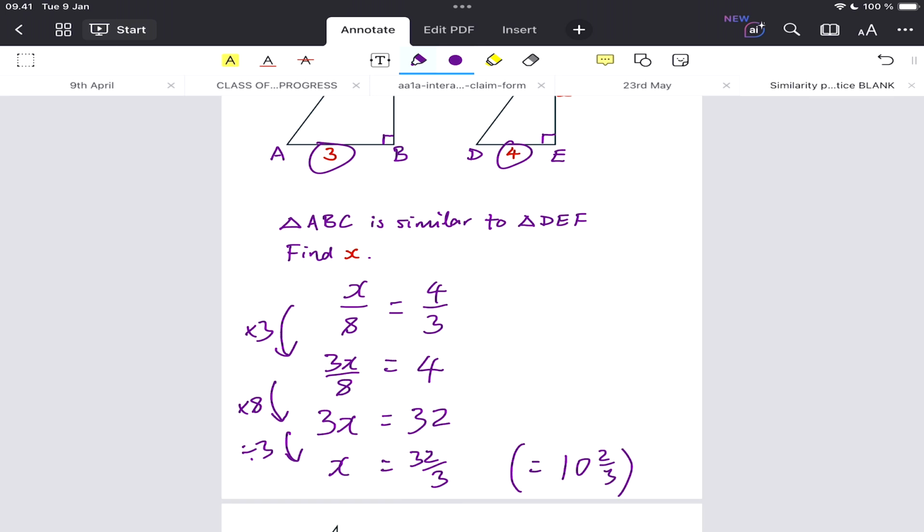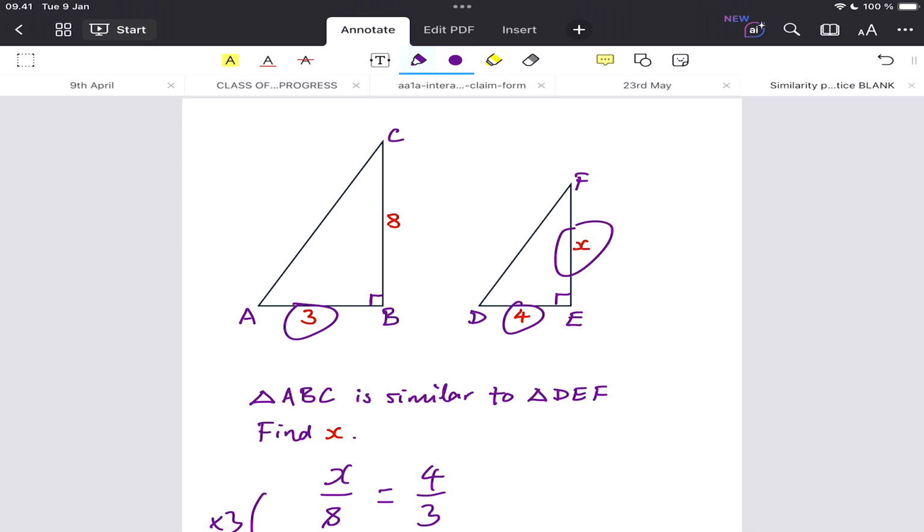So as it happens, I got that by starting with x over 8 equals 4 over 3. But I could equally have started with x over 4 equals 8 over 3, and I would have got to the same answer in the end. I could also have started with 4 divided by x equals 3 divided by 8. But then I would have had the x at the bottom of the fraction, and then it might have been a bit messier.